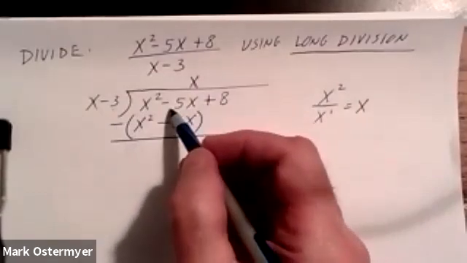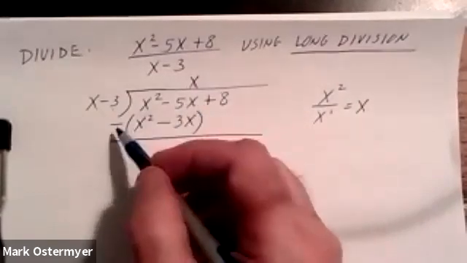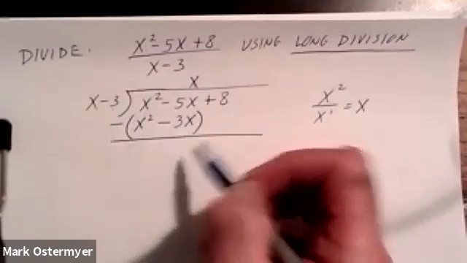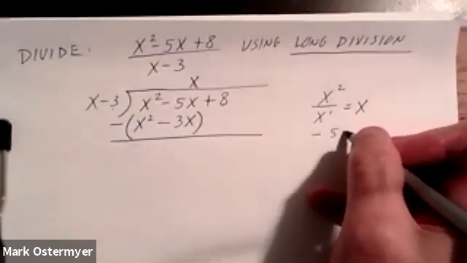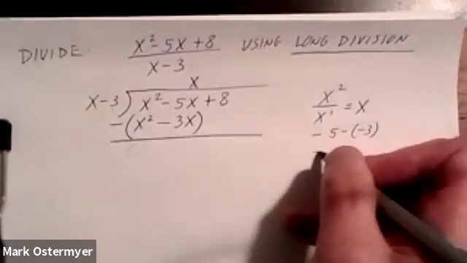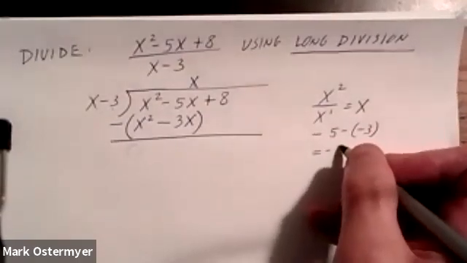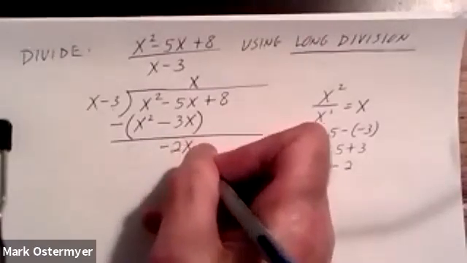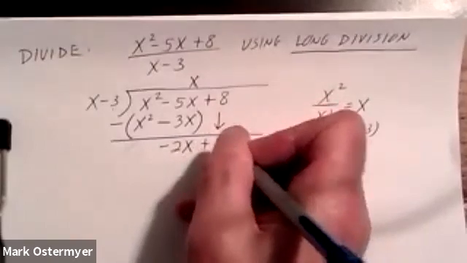What's negative 5x minus a negative 3x? What's negative 5 minus a negative 3? Isn't that negative 5 plus a positive 3, which is negative 2? Negative 2x. Bring down the plus 8.